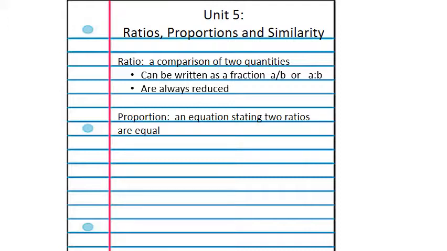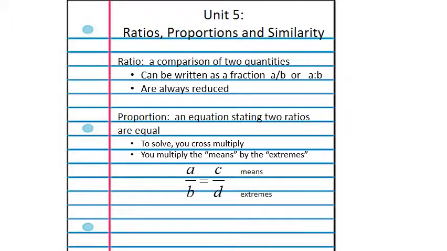Our next definition is a proportion, which is an equation stating that two ratios are equal. To solve, you can cross multiply, or you can multiply the means by the extremes. If we have a divided by b is equal to c divided by d, the means are a and c, and the b and d are the extremes.